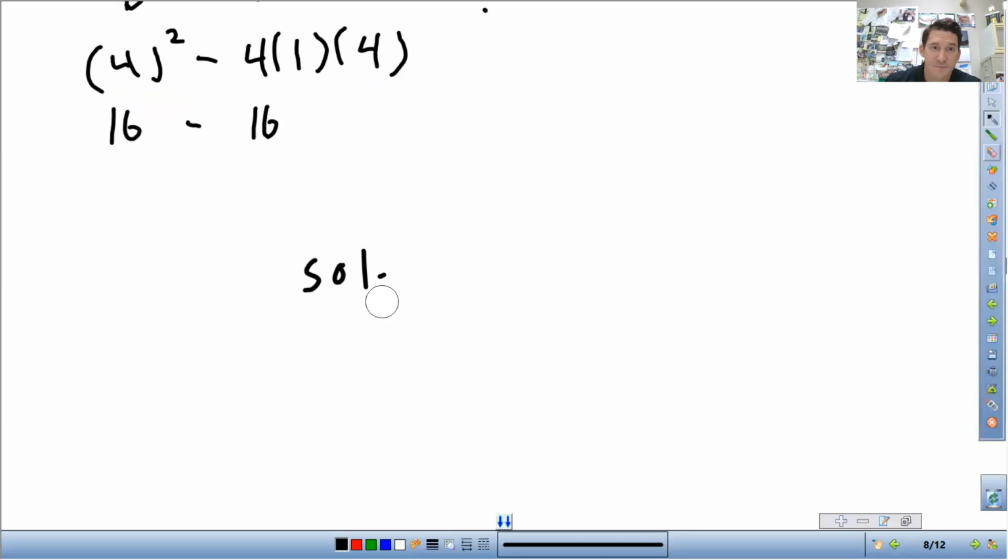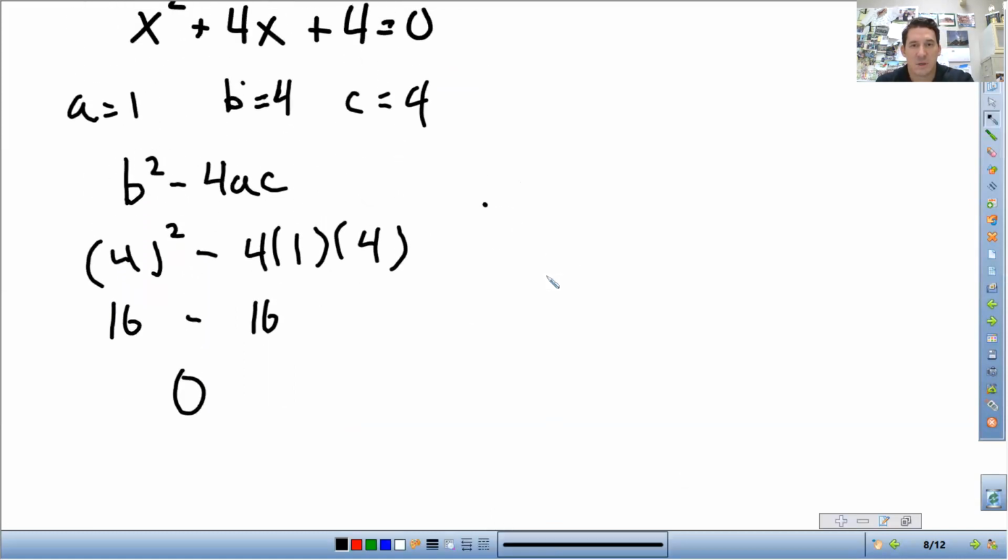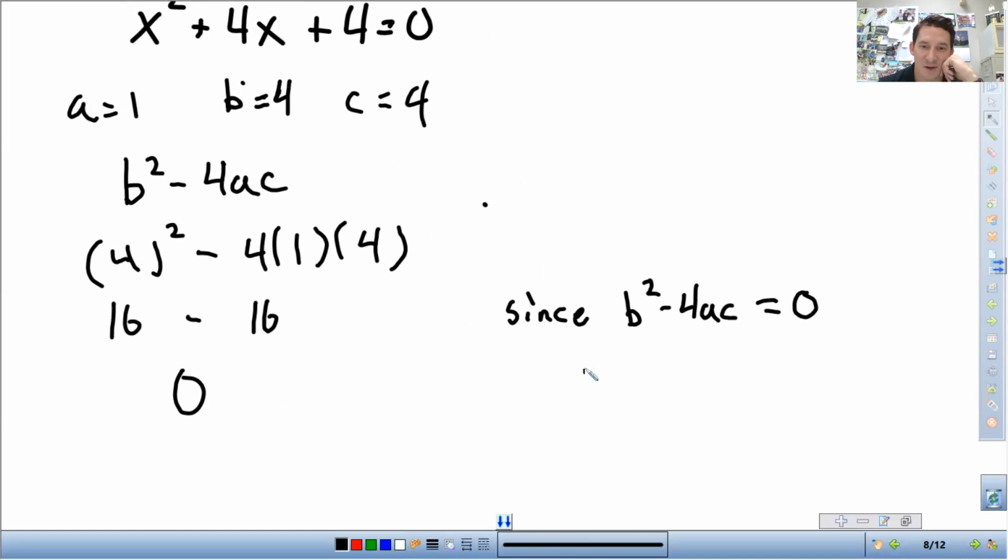And work that out. 16 minus 16 is 0. All right. Since b squared minus 4ac, since the discriminant is equal to 0, that means there is one solution.